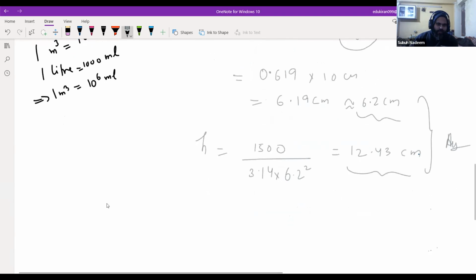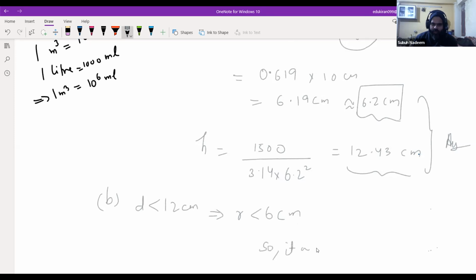Now B part says that diameter should be less than 12 centimeter, which means radius should be less than 6 centimeter, but the radius is greater than 6 centimeter. So it will affect the optimal value. Okay. Yes, sir. Great.